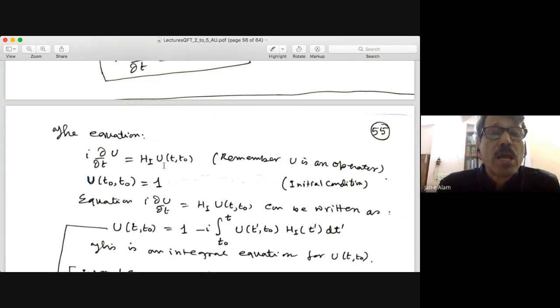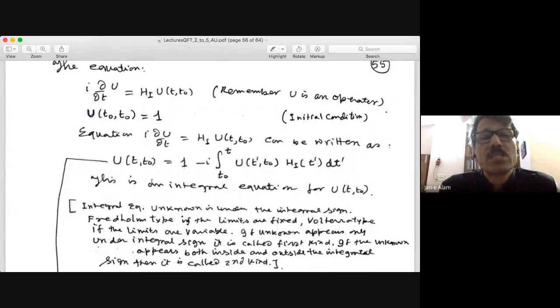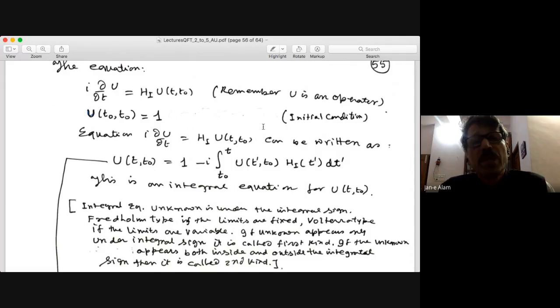Now, of course, when both arguments of U are t0, initially it should be 1, because that is the state, nothing to evolve. So this will be 1. So I have to solve this equation with this initial condition. So this equation can be solved by using the method of iteration.